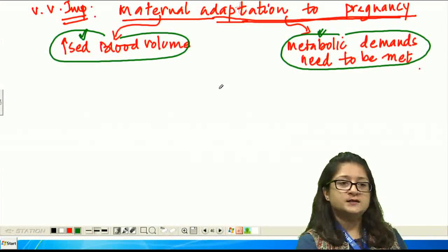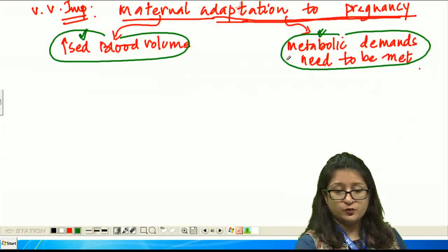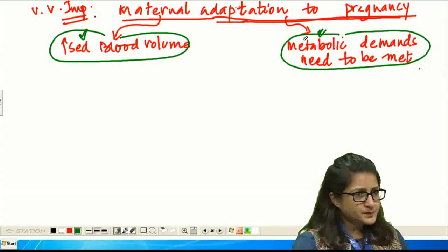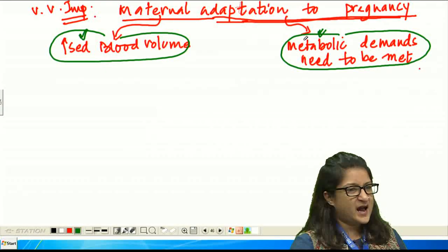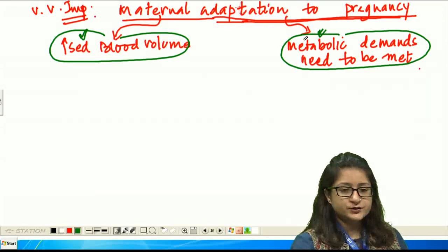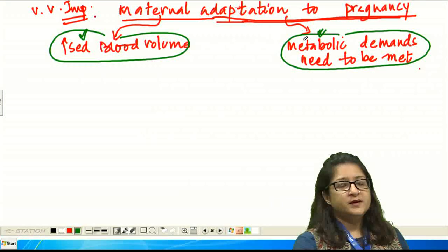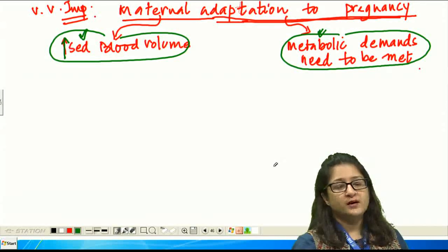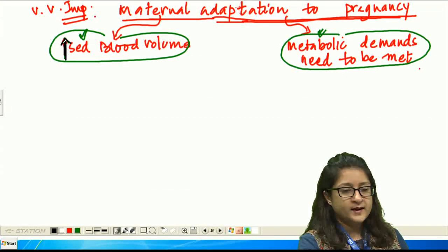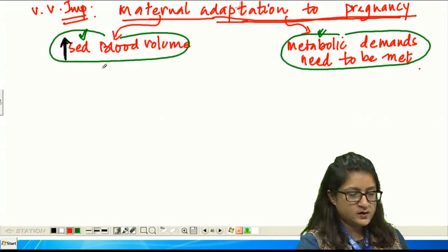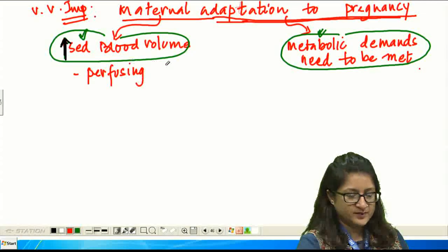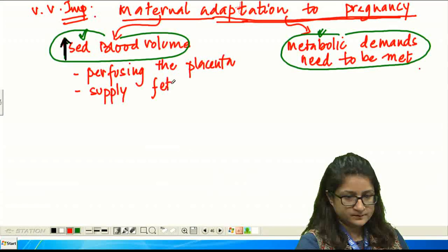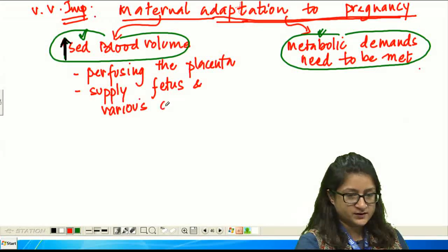And in each and every body system, for example, if you need more oxygen to meet the metabolic demands of the growing fetus, all the energy transfer processes, ions are transferred, tissues are growing, it needs oxygen, right? And to breathe more oxygen, we need the respiratory system, which will undergo certain changes. And again, that oxygen needs to be transported via increased amounts of blood volume. Why is this increasing? Because it is perfusing the placenta, and it is also supplying the fetus and various organs where blood flow is increasing.